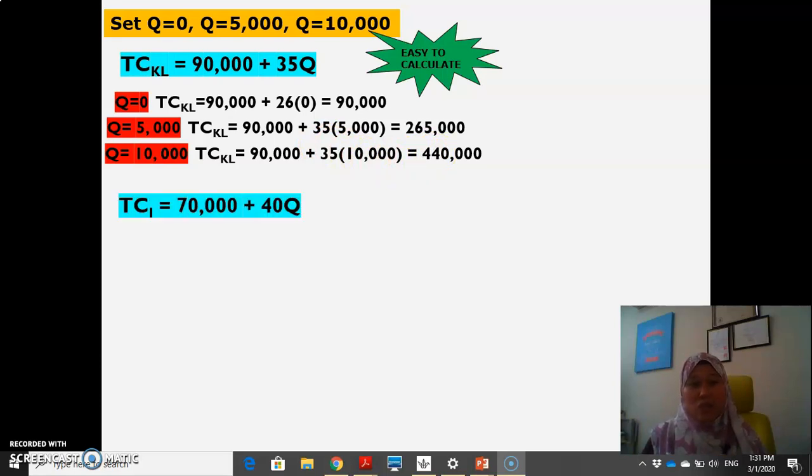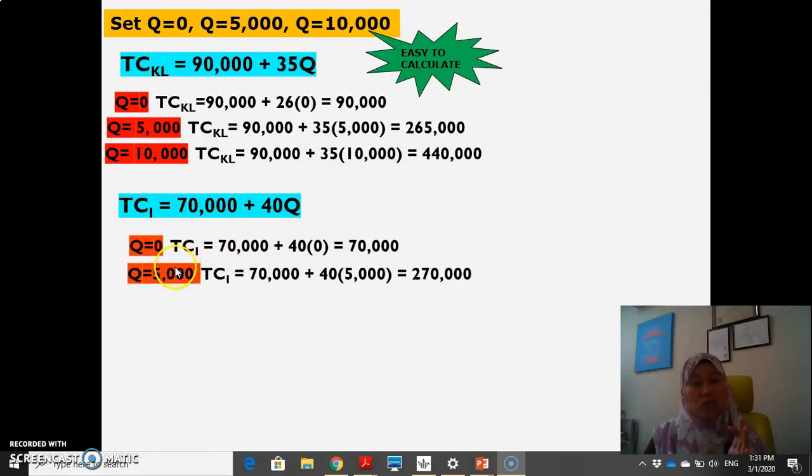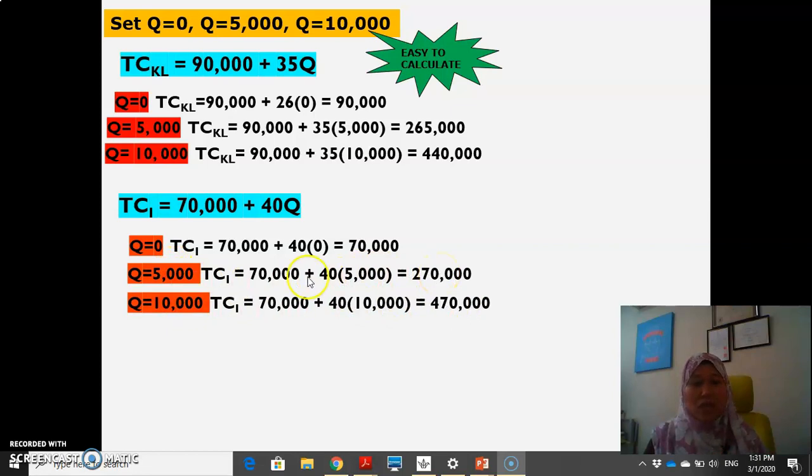Next you want to do it for EPO. For EPO, you repeat the same steps: set Q to 0 in the equation for EPO, and you get 70,000. When you set Q equal to 5,000, you plug in 5,000 here and you get 270,000. And for 10,000, you plug in Q as 10,000 and you get 470,000. So we need to find from all these TC values which one is the maximum. From here we get 470,000.